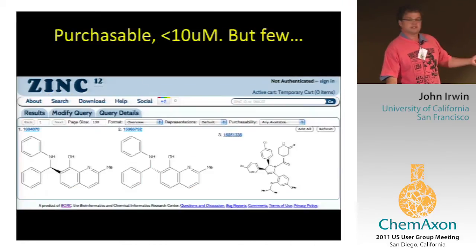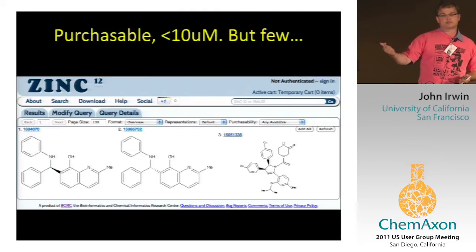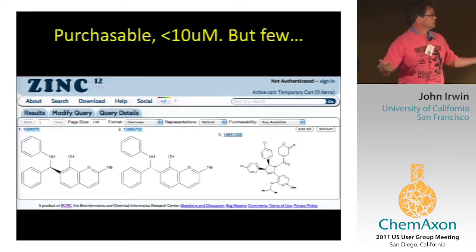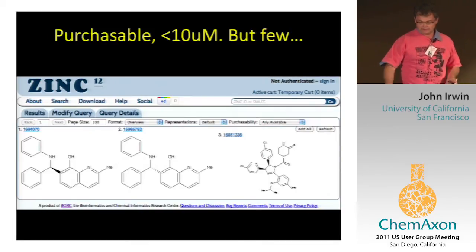And so then when we select MDM2, we see that there are these 3 molecules that are 10 micromolar or better against Mdm2-P53, and they're also commercially available, and you can simply click on them. If you click on them, they go into the shopping cart, and you can go and buy them.